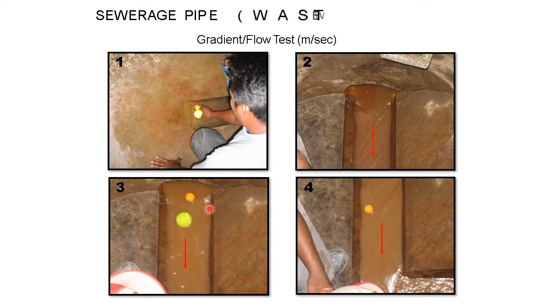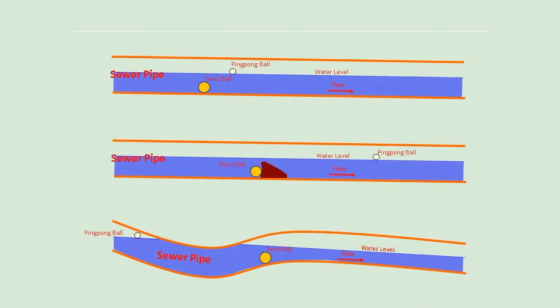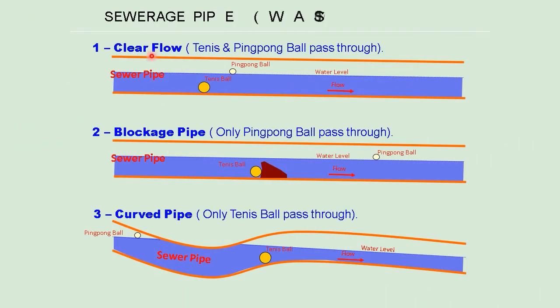For this test, kita akan gunakan bola pingpong dan bola tenis. Okay, nampak dia letak dekat sini. So nak tengok flow dia macam mana. Kalau clear flow, as you can see, tennis and pingpong ball pass through. Sebab tenis ni dia akan turun ke bawah, dia tenggelam kan. Tapi pingpong ball ni dia floating, so dia akan berjalan.